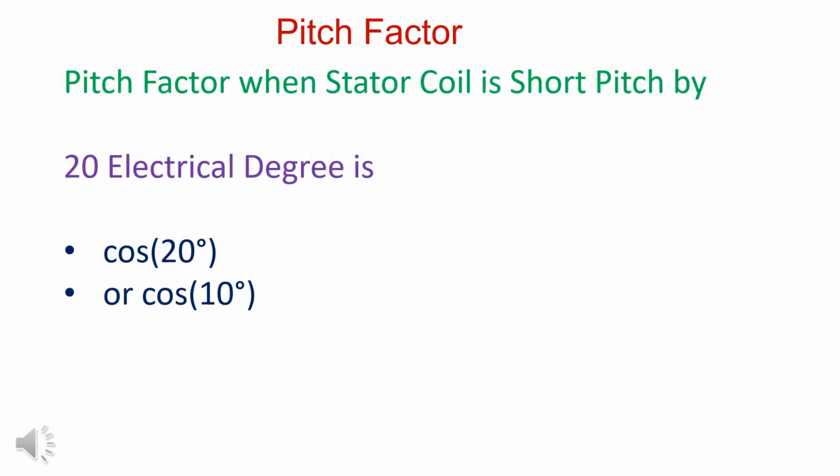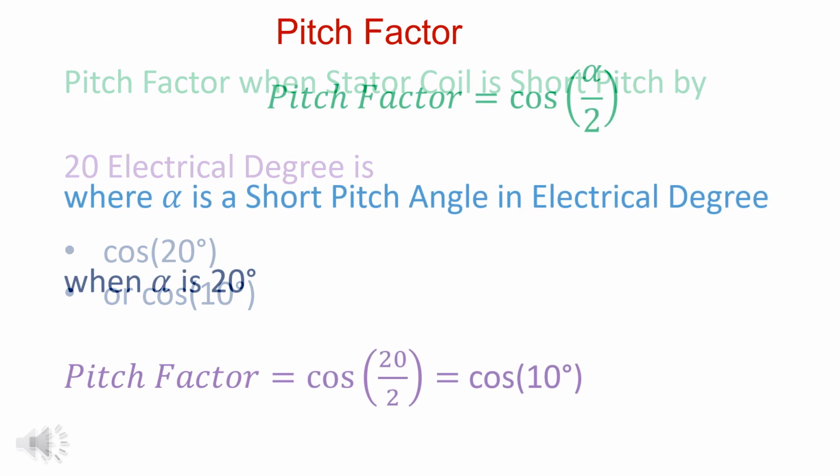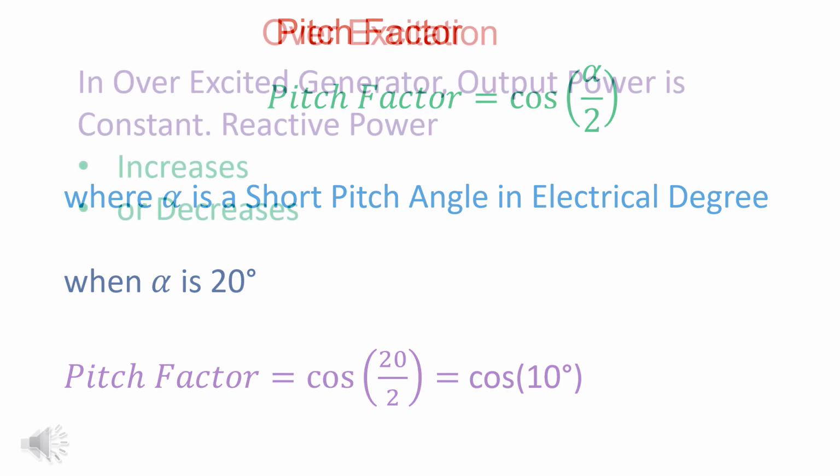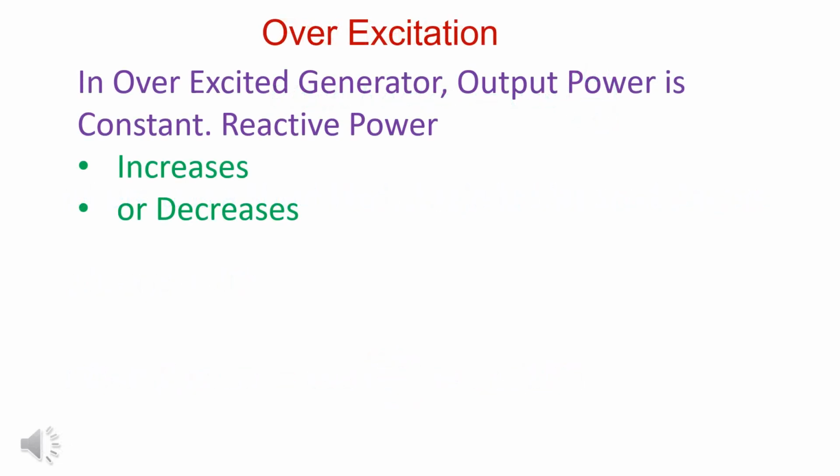Stator coil is short pitched by 20 electrical degrees. What is a pitch factor? Pitch factor is equal to cos 20 by 2, which is equal to cos 10 degree. This question normally appears in the tests.